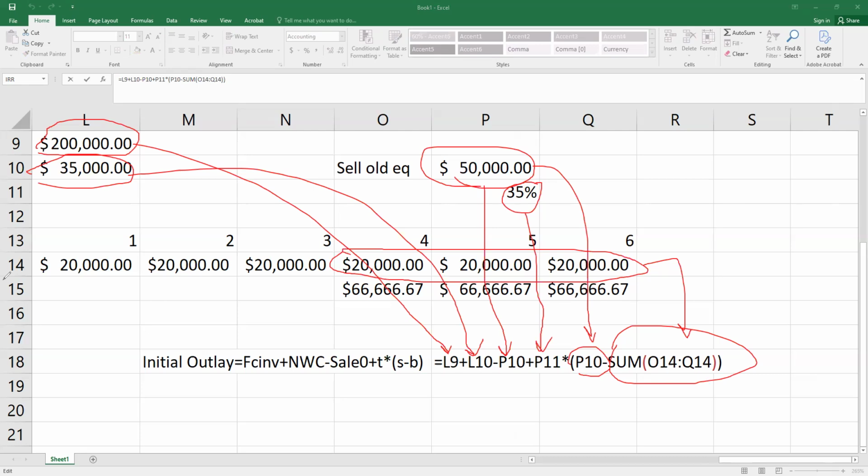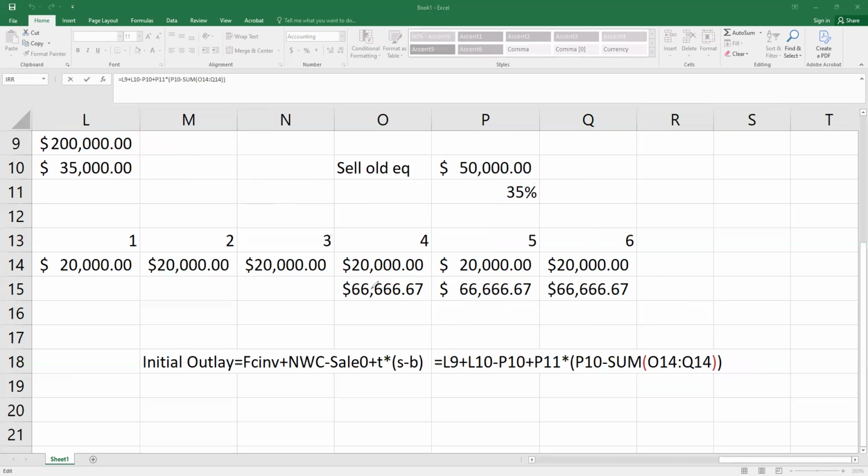So this is how we calculate the initial cost of a replacement project. Is the logic clear? Do you want me to clarify it again? Do you want me to just show the explanation again? Yes or no? Okay.